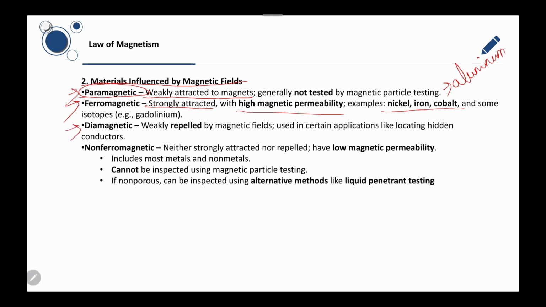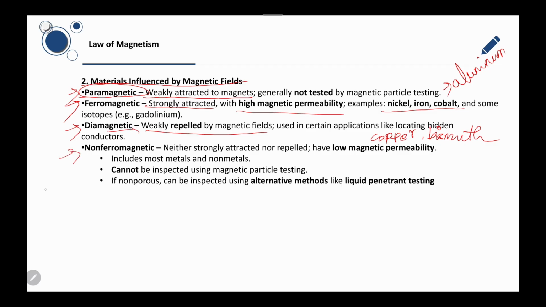The next one is diamagnetic material, weakly repelled by magnetic fields. Magnetic permeability is slightly less than air. It is not used in magnetic particle testing but can be useful in specialized applications such as detecting hidden conductors in some testing setups. Examples: copper and bismuth. These are the best examples of diamagnetic materials.